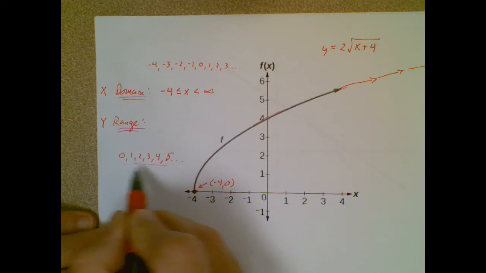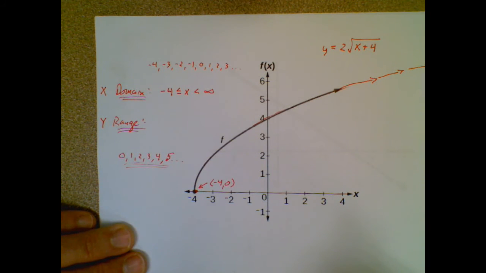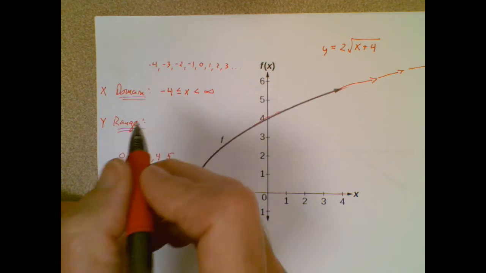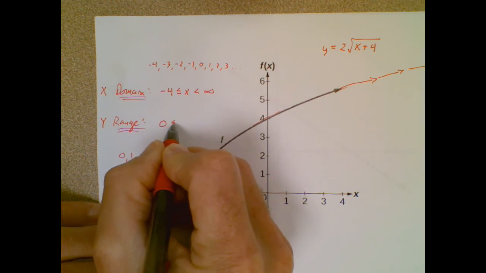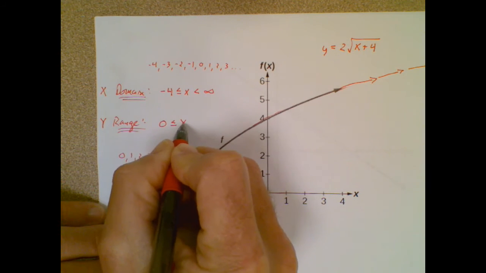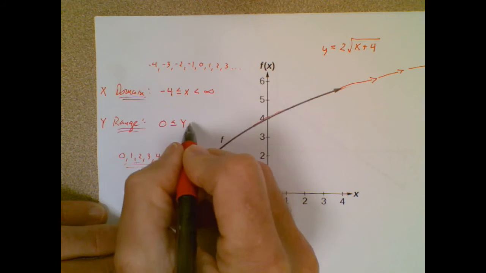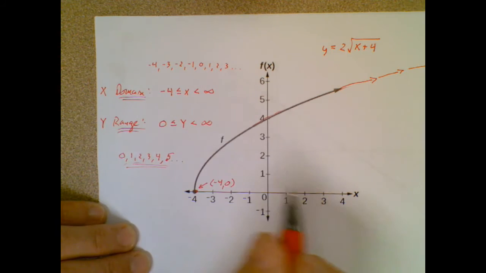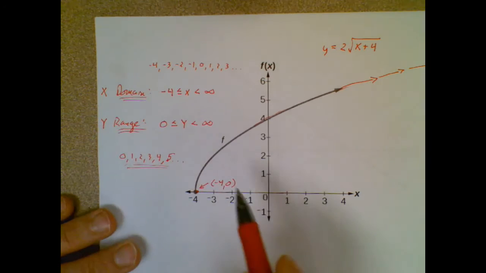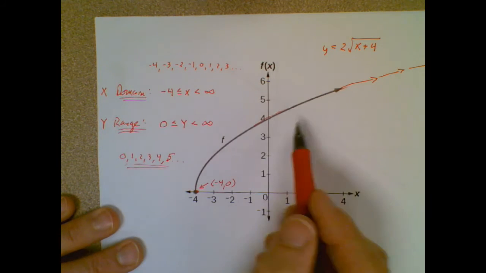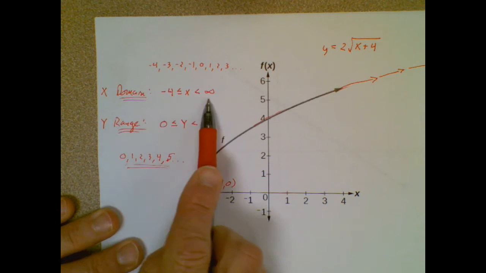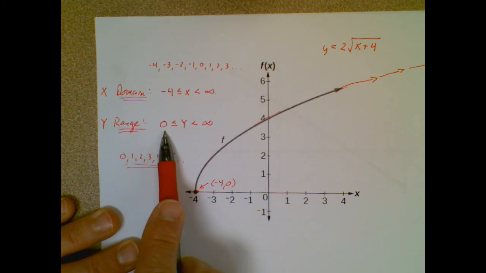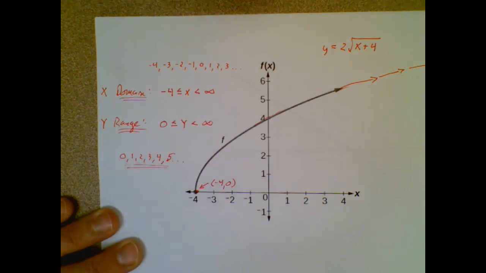But going back to this, I don't have the time to list 0 up to infinity and every single point in between. So what I'm going to do is write it this way: 0 less than or equal to y, because we're talking about the range, and then less than infinity. So I've described the domain and the range of this function by saying the x values go as low as -4 up to infinity. The y values go as low as 0 up to infinity.